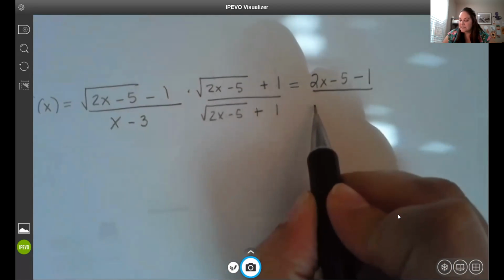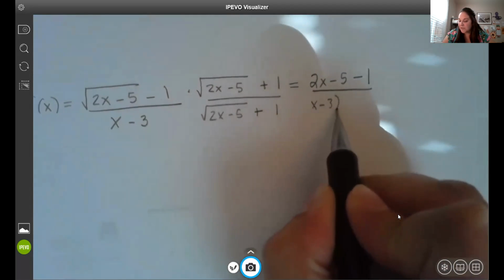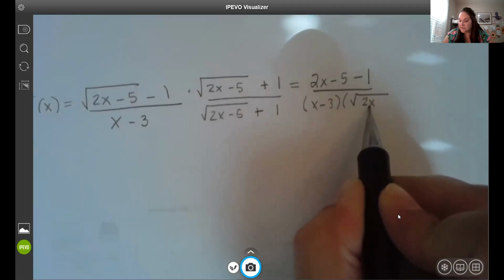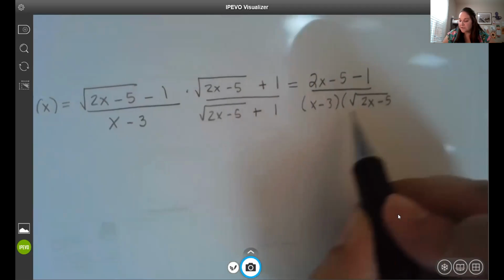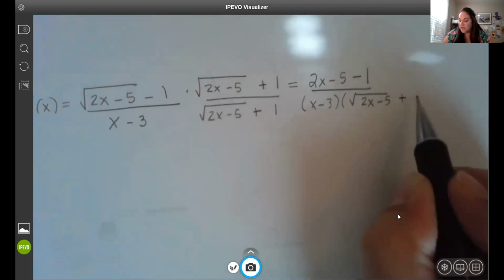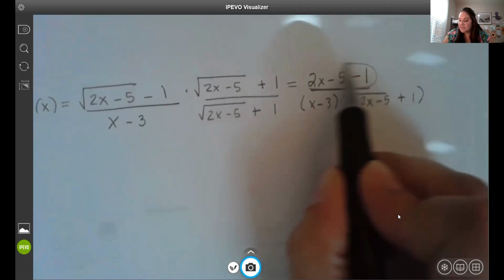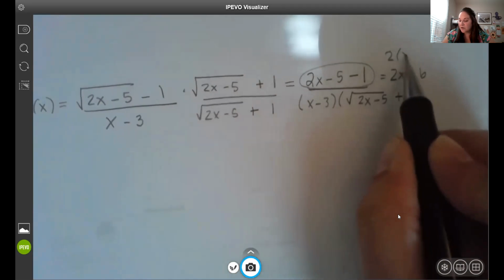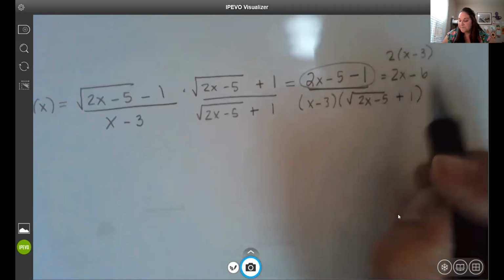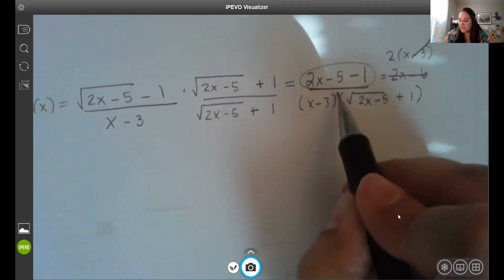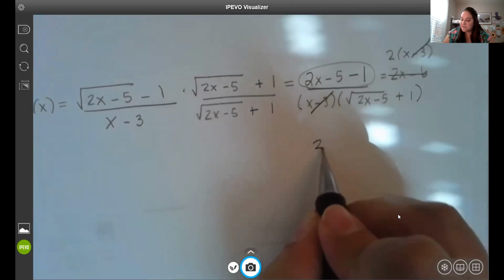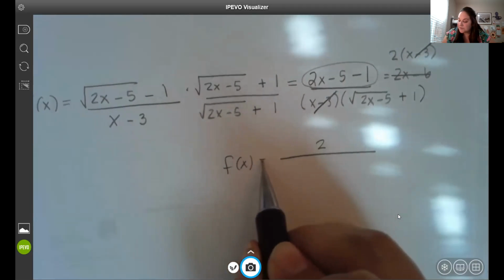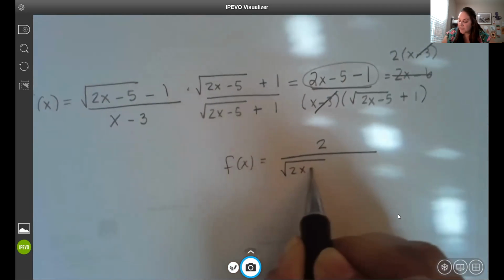In the denominator, it is a mess, and I'm just going to leave it a mess. So I have two terms, and it is two factors, sorry. X minus 3 is a factor, and then the square root plus 1 is the other factor. Now, this can get simplified into 2x minus 6, which in turn, I would be able to factor out a 2, and so this factor cancels. And so I'm left with a new f of x that I can sub into, and it's the square root of 2x minus 5 plus 1.